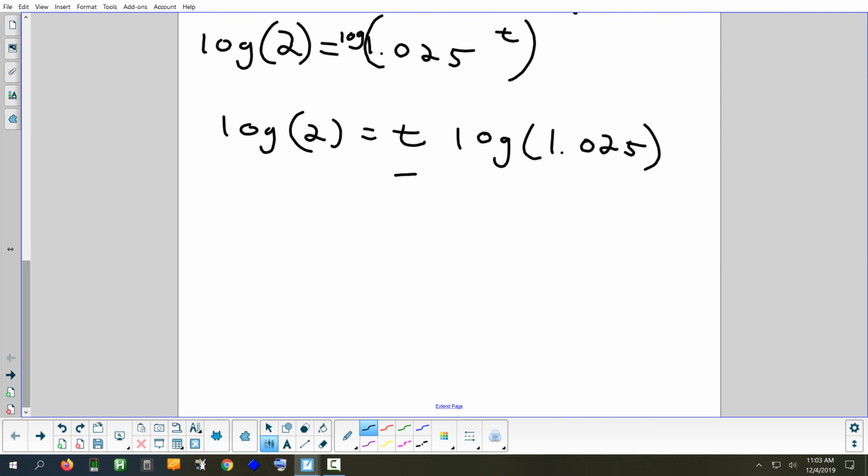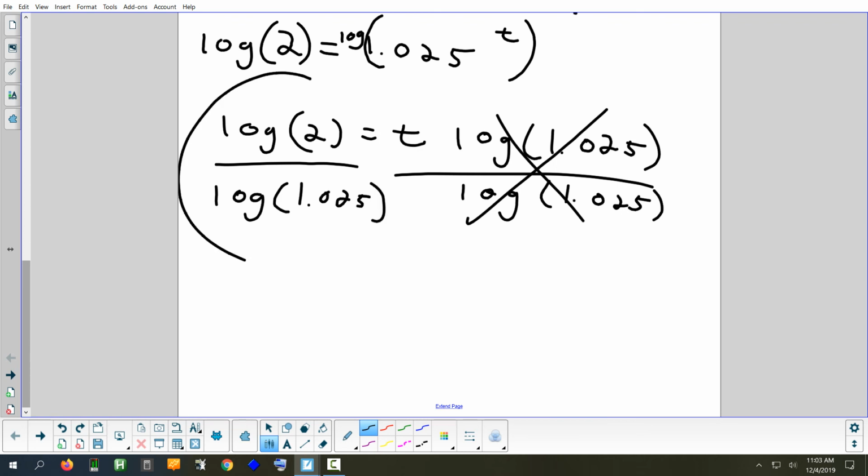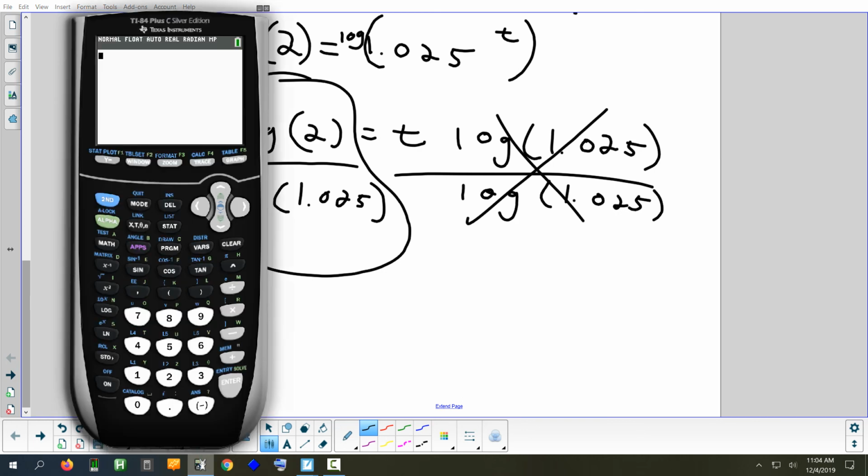And that's going to be our answer. So we're going to divide by that number. Doesn't matter what the number is. In fact, I'm never going to find out what the log of this number is in the whole problem. What I'm going to find out is what this number is. That whole thing. T equals, and I'm going to divide that all out. And that's going to be my answer. All right, so let's see what we get. So log of 2 divided by log of 1.025.